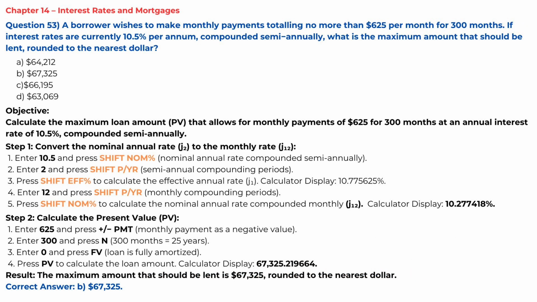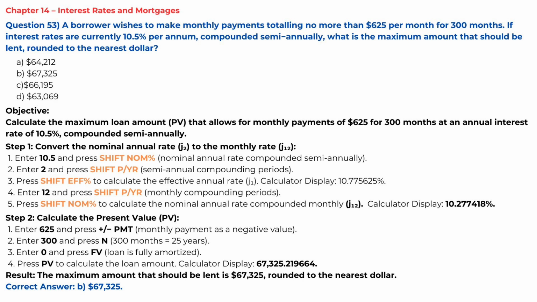Question 53. A borrower wishes to make monthly payments totaling no more than $625 per month for 300 months. If interest rates are currently 10.5% per annum, compounded semi-annually, what is the maximum amount that should be lent, rounded to the nearest dollar? Objective: calculate the maximum loan amount, PV, that allows for monthly payments of $625 for 300 months at an annual interest rate of 10.5%, compounded semi-annually.